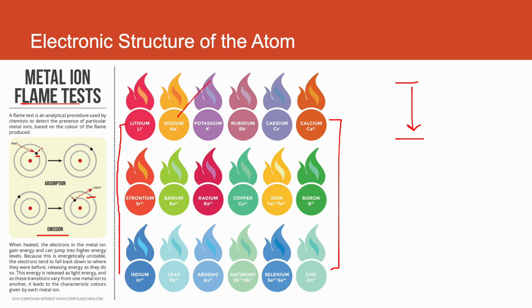You remember sodium, calcium. Cesium looks blue. Potassium is actually very famous, purple violet. Radium is red, strontium is bright orange, barium is light green, and copper is green, iron is yellow. Okay, so you should remember your flame test.